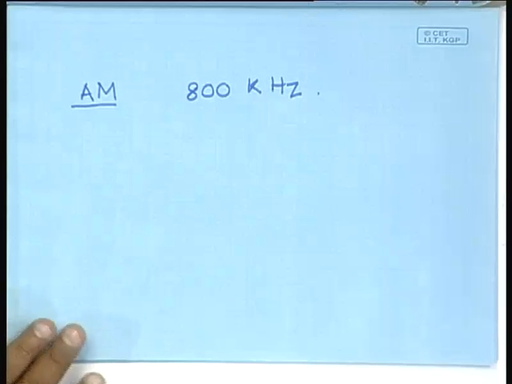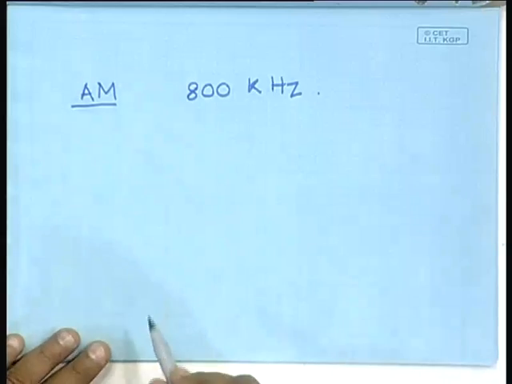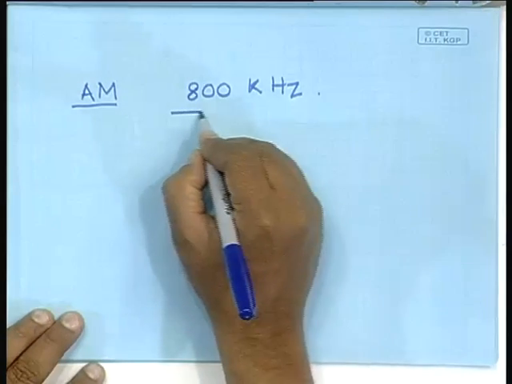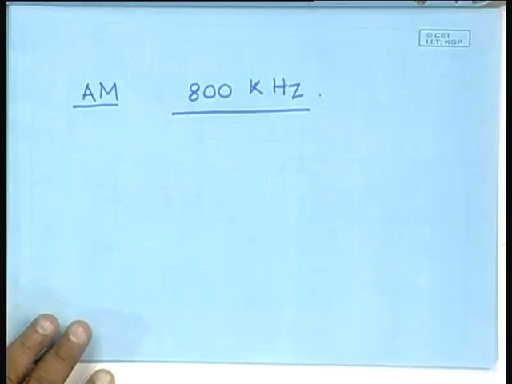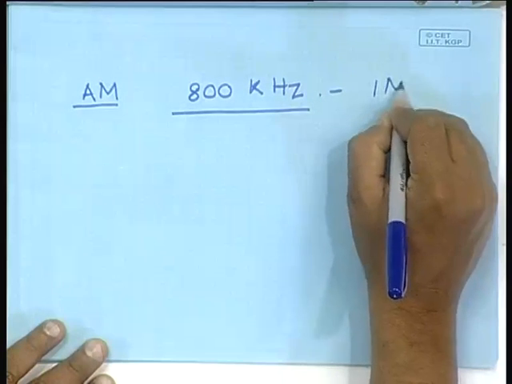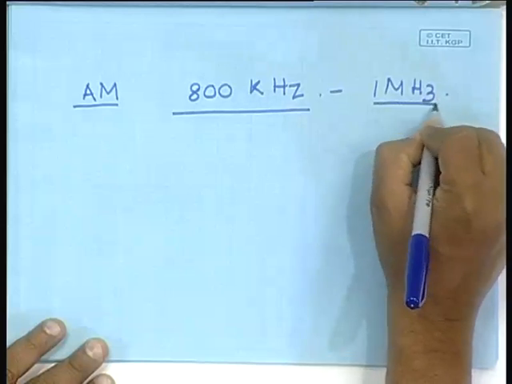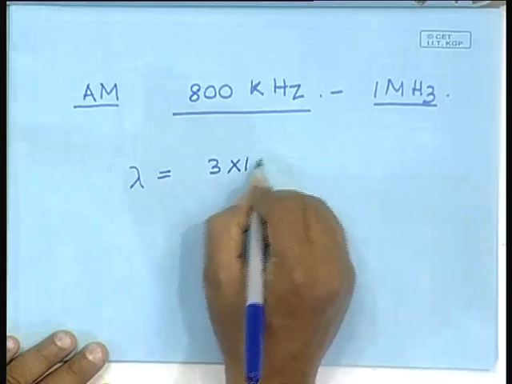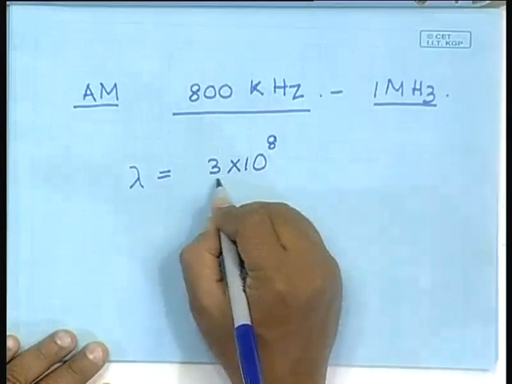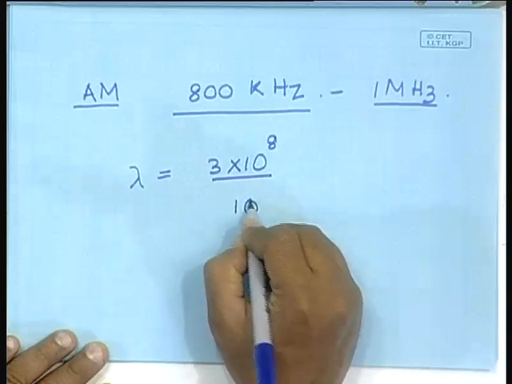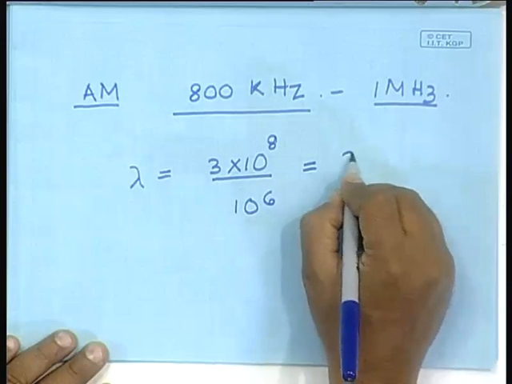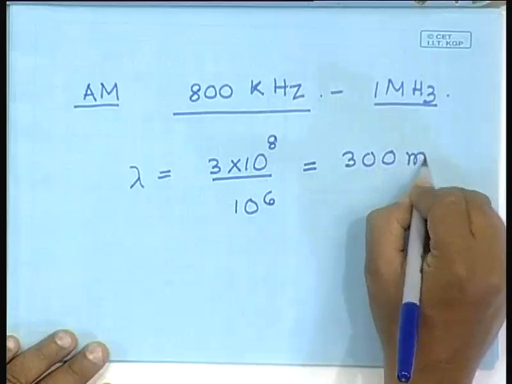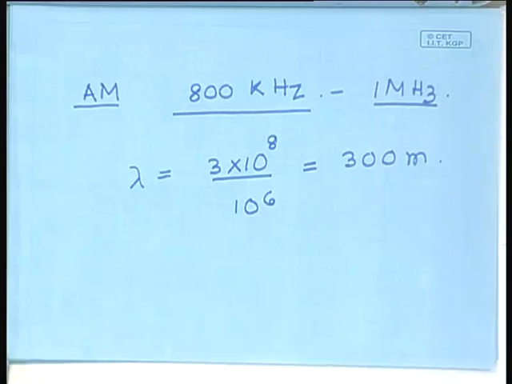Let us also estimate the wavelength corresponding to this. The amplitude modulation transmission usually occurs at around 800, 900 kilohertz to 1 megahertz. So, let us estimate the corresponding wavelength. 1 megahertz means lambda is 3 into 10 to the power 8 divided by 10 to the power 6, which gives us 300 meters. So, the radio waves are typically of the order of hundreds of meters, maybe a kilometer also, kilometer to hundreds of meters.